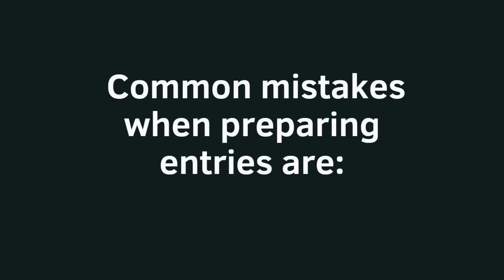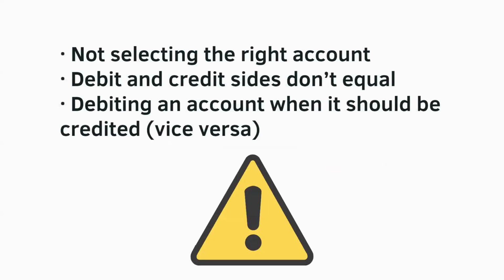Let's talk about common mistakes when preparing entries. Common mistakes that I've seen are not selecting the right account. Make sure you identify the correct account. Then, debiting and crediting sides that don't equal. There's no instance when our debit side should be $100 and the credit side only $50. When we add up all of the debits and all of the credits, they should always agree.